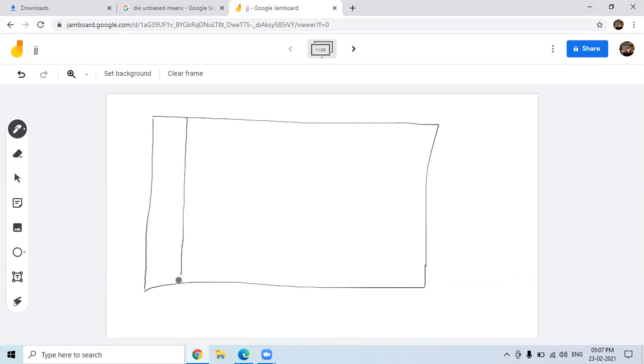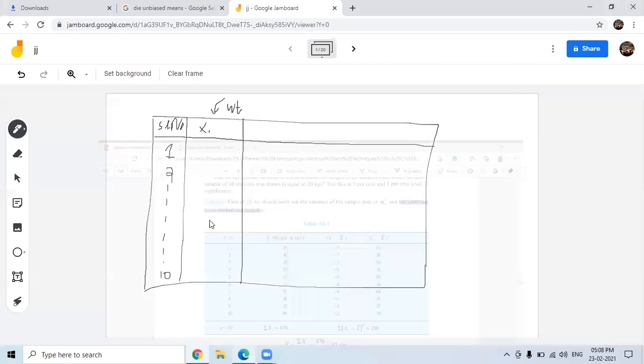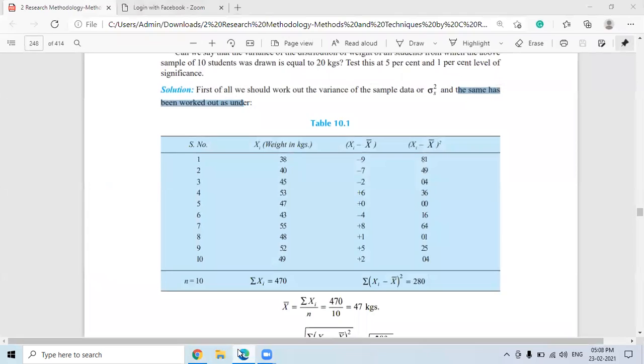Here this is the serial number. So here the number of students 1, 2, 3, etc., up to 10 students. Then the weight. I will write here x i as weight. So what about the weight? The first student's weight is 38, and the second student's is 40, and so on. The weight of the last student is 49.